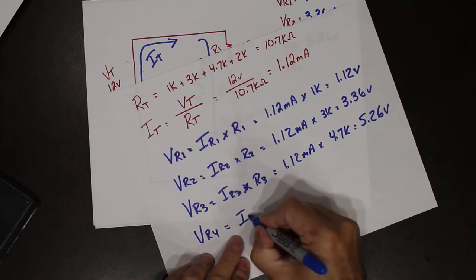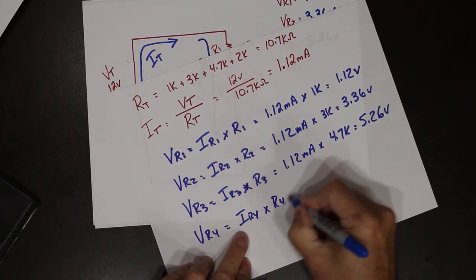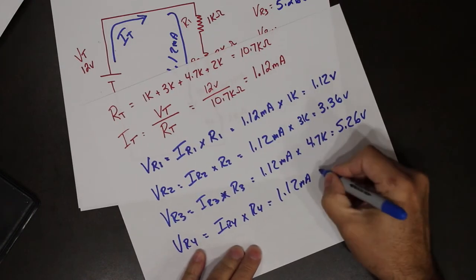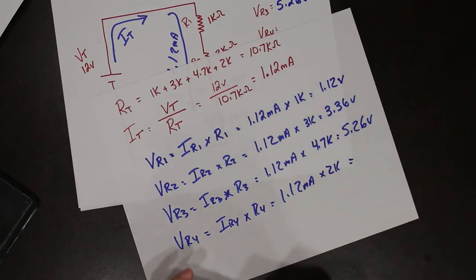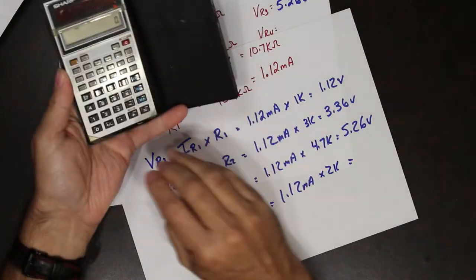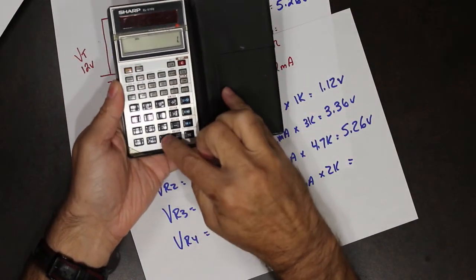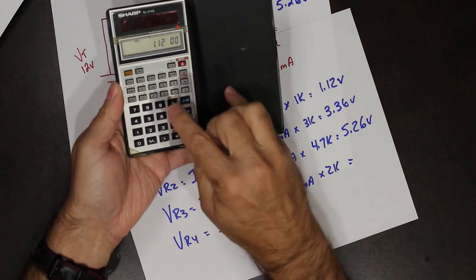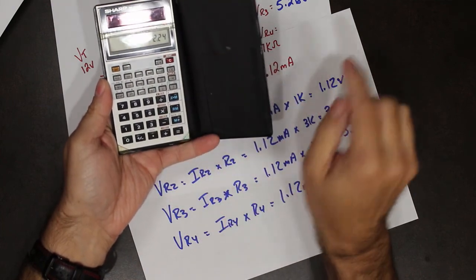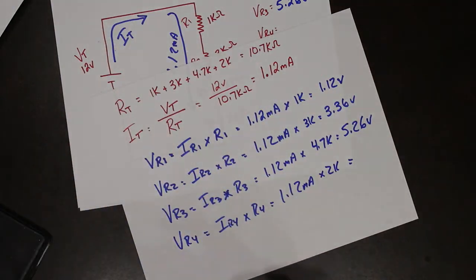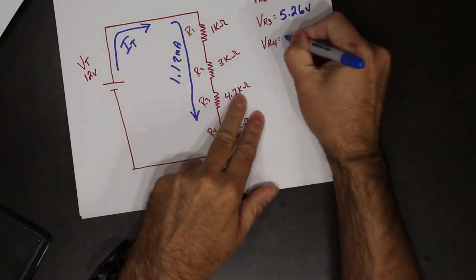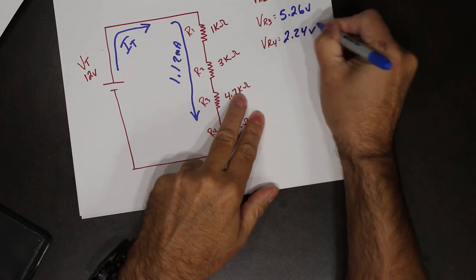VR4 is equal to IR4 times R4, 1.12 milliamps times 2K equals, and it's going to be twice that one, but let's just do it for fun. So 1.12 milliamps times 2K is 2.24 volts.